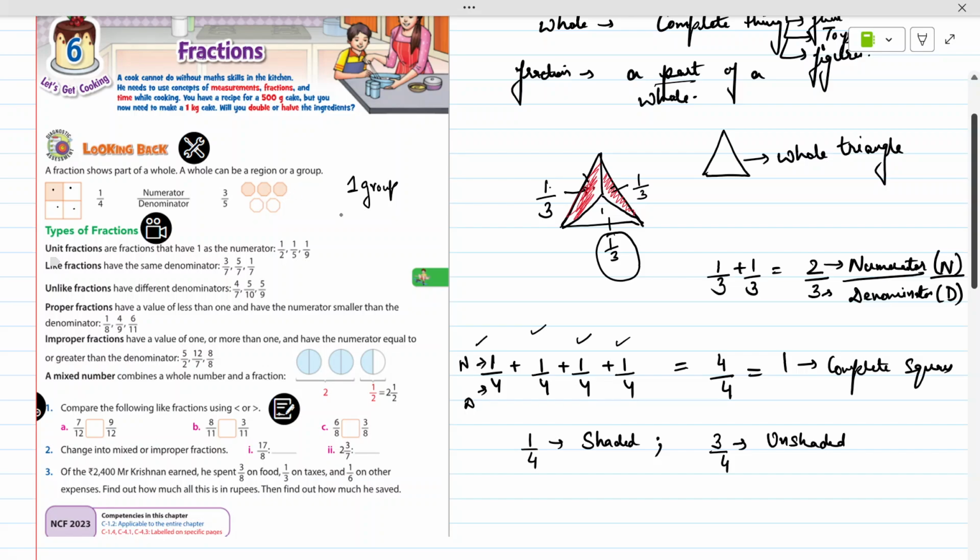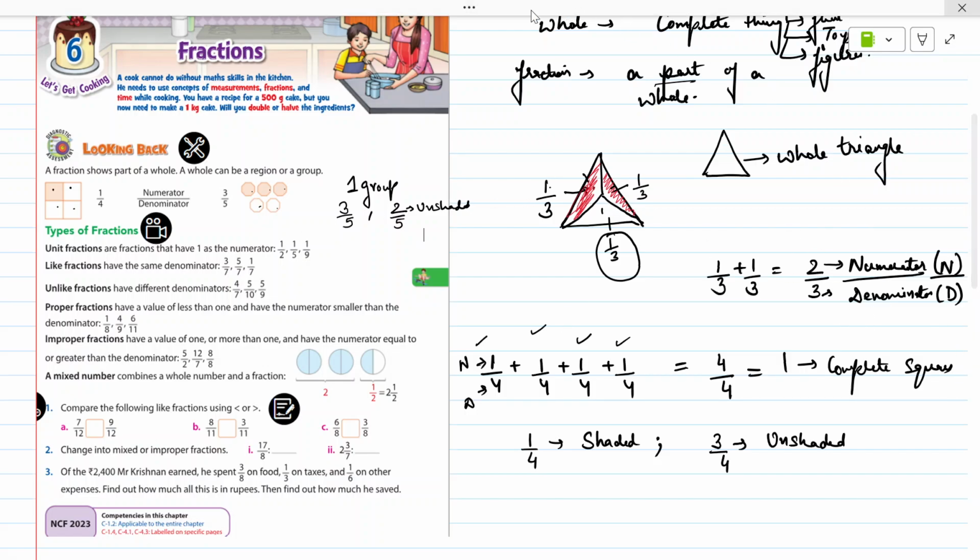3 parts are shaded, so 3 by 5, because 1, 2, 3, 4, 5. This group has 5 things, but altogether it's one group. So 3 by 5 of this is shaded and 2 by 5 of this is unshaded. I hope you understand what fractions are and what the whole thing is.